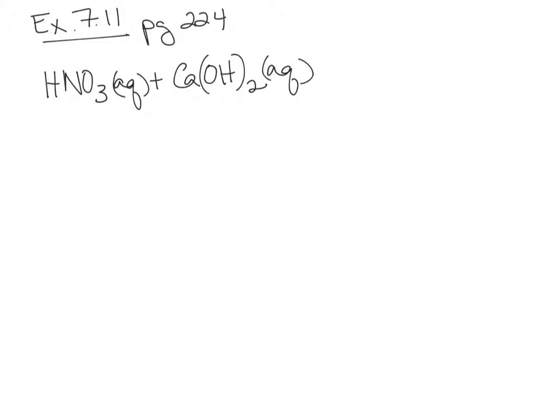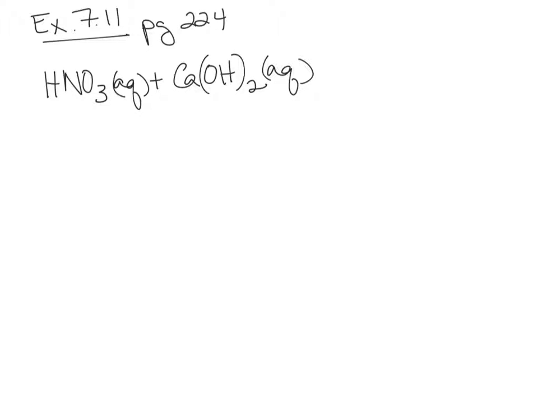In this video, we're going to look at writing a chemical equation for an acid-base reaction. This example is on page 224 in the textbook, and it's example 7.11. I'm doing this because there is a misprint in the 5th edition chemistry book for this question.